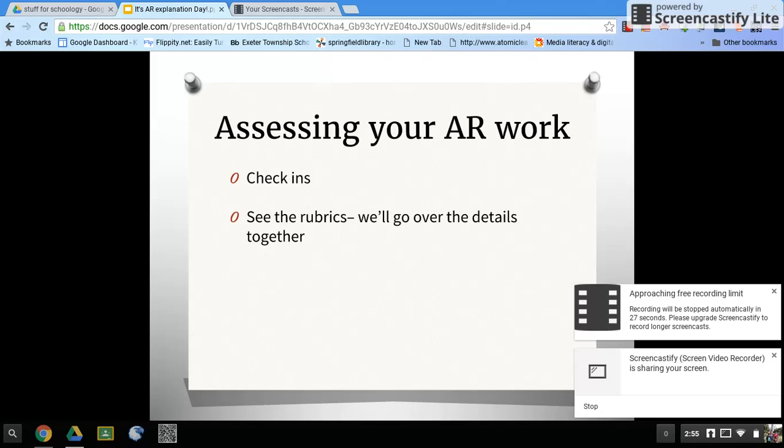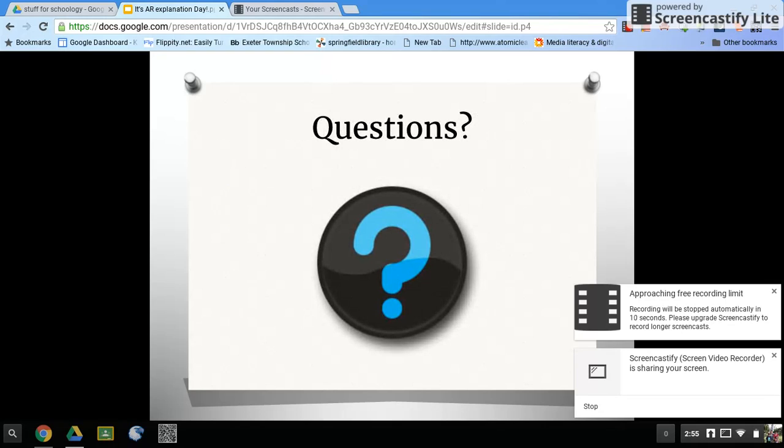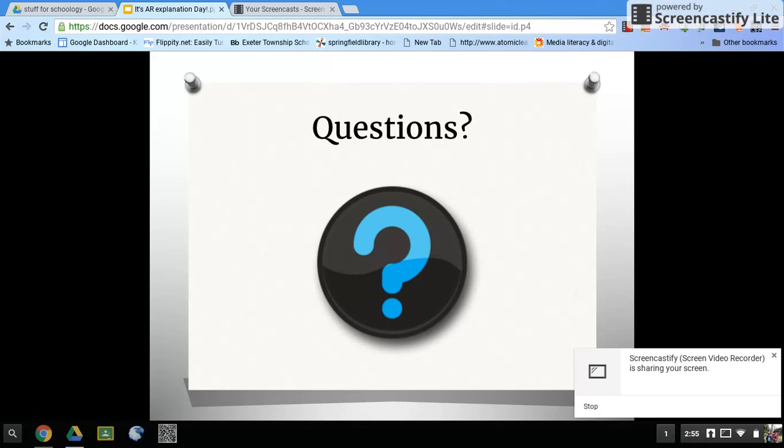Assessing your AR work. You're going to have check-ins, and there are going to be rubrics on how this point total that you're getting for AR shows up as a Skyward grade. And your teacher is going to go over that with you in depth. If you have any questions, you can feel free to email me about them. You can send me a message through Schoology, or you can talk to your teacher about it.